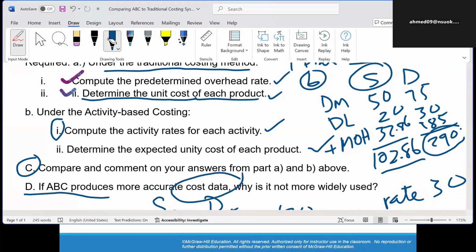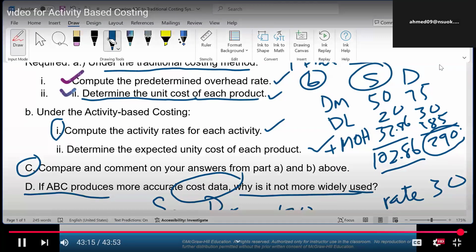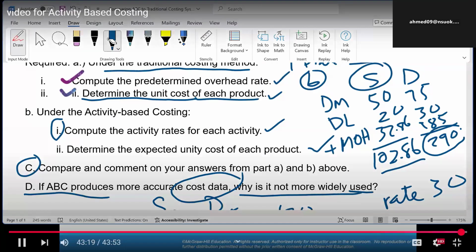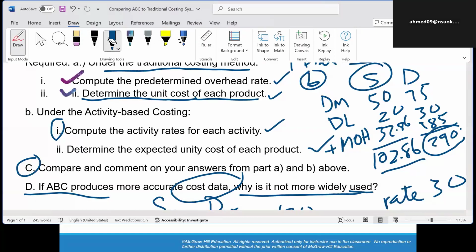Now, the last question we have to answer is: if ABC produces more accurate cost data, which is true, it is the more reliable costing method, so why is it not more widely used? Why are companies not using it? Well, as I said earlier, it needs more details and more time. For that reason, a lot of companies assume that it's not worth it.